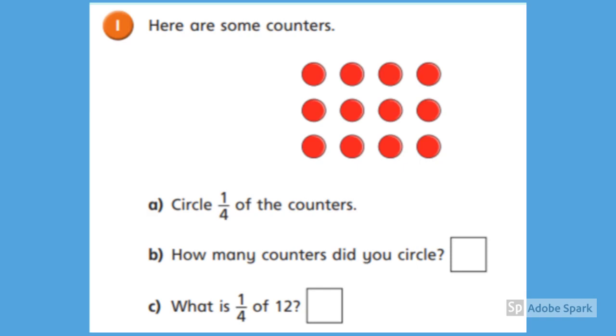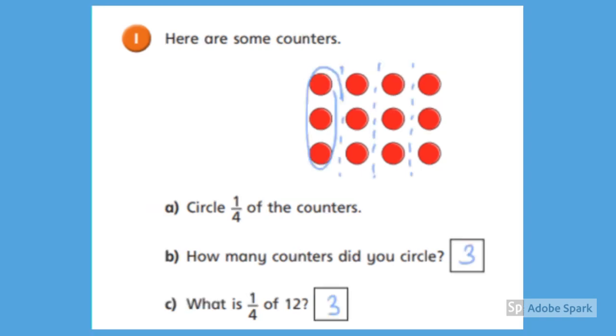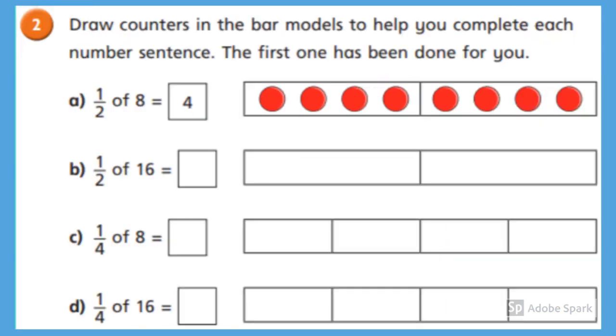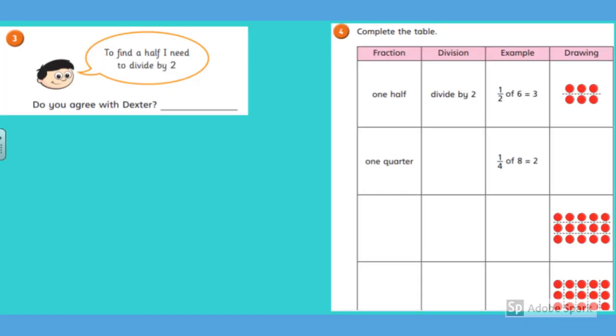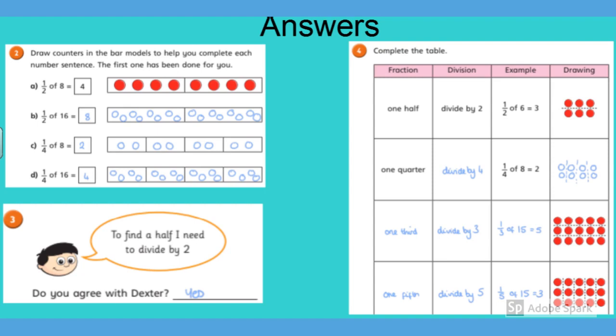Now pause the video while you have a go at number 1. Were you correct? In part A, you can see the counters have been split into 4 equal groups, and in one of the groups there are 3 counters. 1/4 of 12 is 3. Pause the video while you have a go at number 2. Pause the video while you have a go at questions 3 and 4. Take your time. Pause the video here while you check your answers to 2, 3 and 4. If you made any mistakes, please do your corrections.